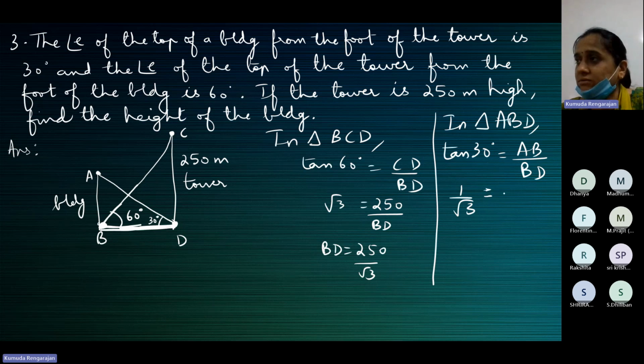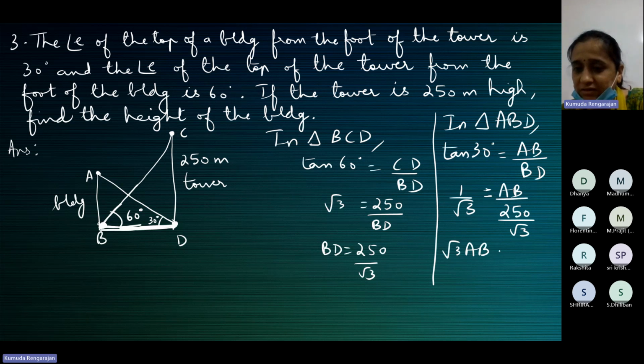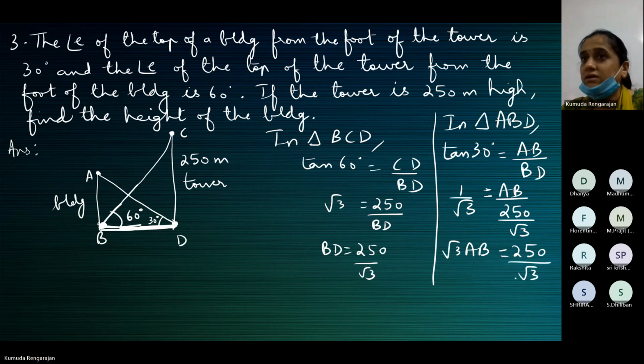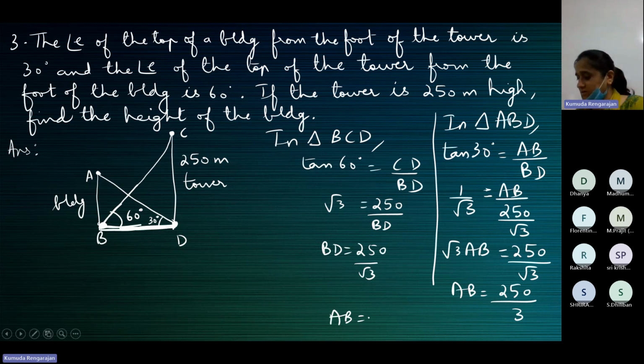Learn the values by the next class, okay? Cross multiply. When you cross multiply, you'll get root 3 into AB is equal to 1 into 250 by root 3. So AB is equal to 250 divided by root 3 into root 3, which is 250 by 3. So AB is equal to 83.3, or 83 1/3 meters.